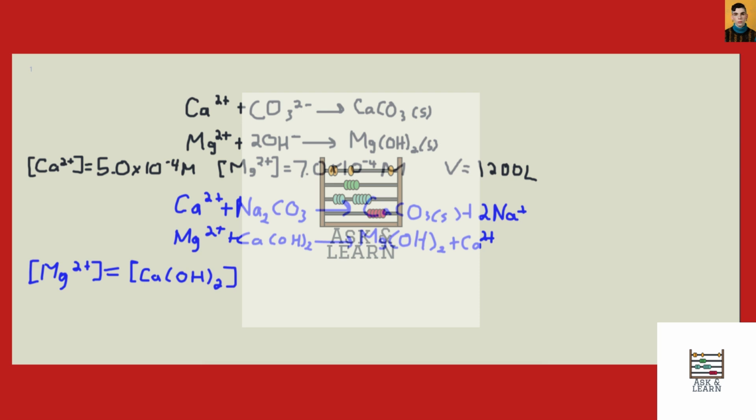So now we're going to convert this to moles. So 7.0 times 10 to the negative 4 molar times 1200 liters equals 0.84 moles of calcium hydroxide.